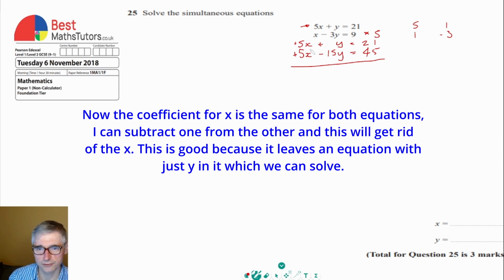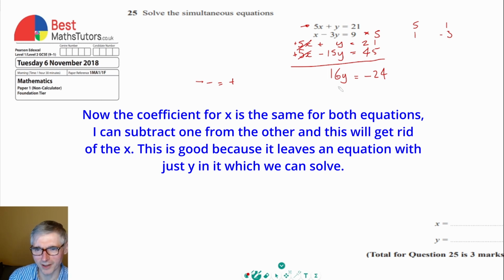So 5x take away 5x will actually cancel out, so they'll disappear. And then y take away -15y, because of the rule that a minus and a minus make a plus, I end up with y plus 15y, which will give me 16y. The next thing I've got to do is take away the 45 from the 21, and if I do that, I'm going to get -24.